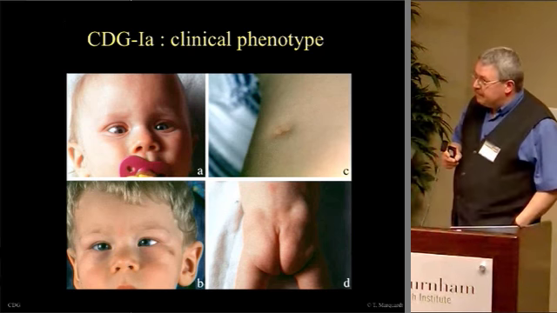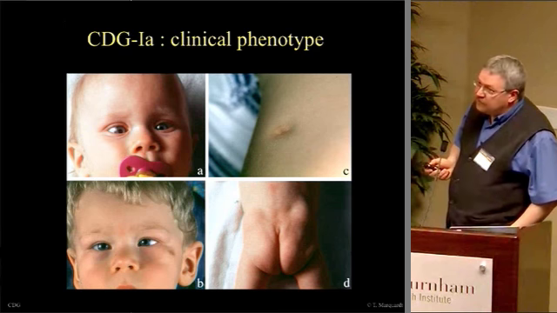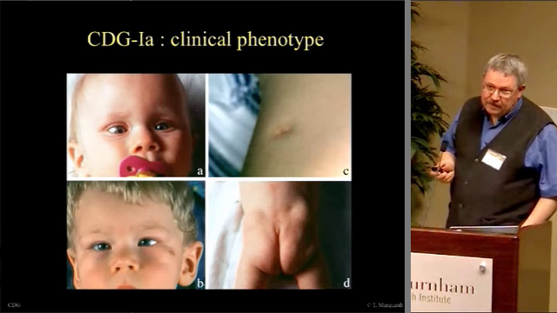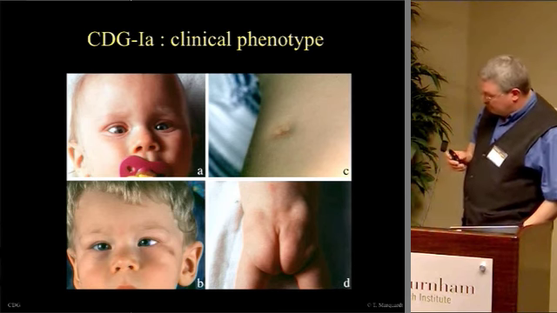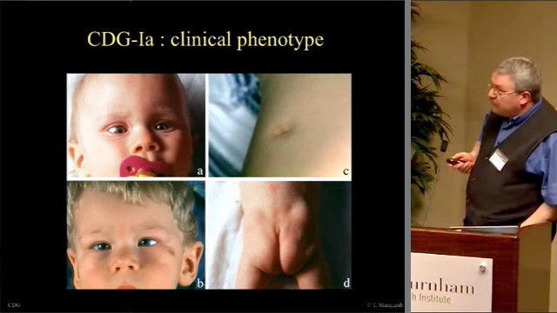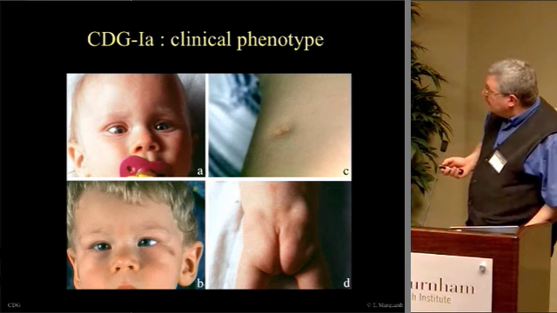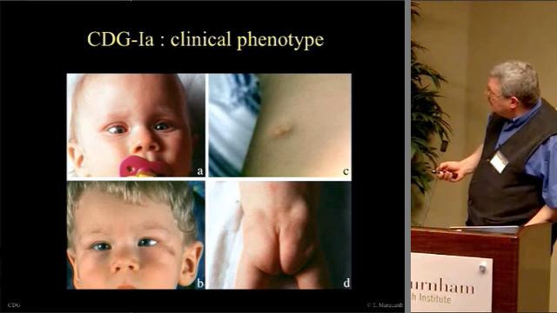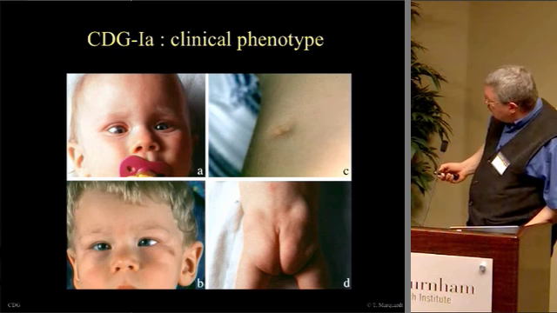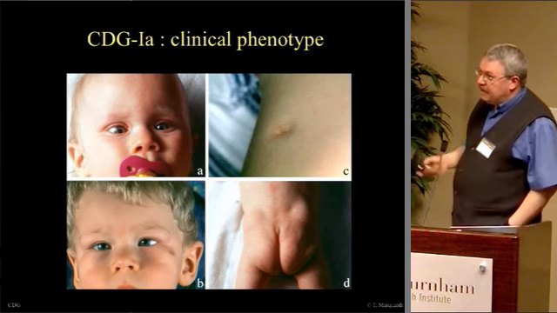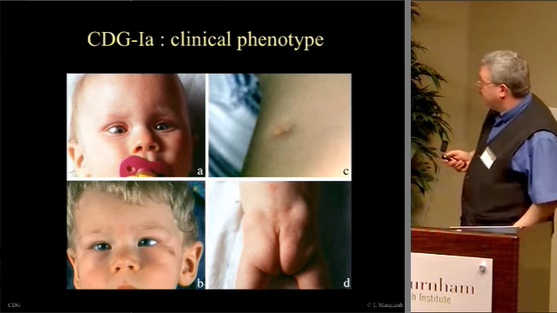So that was nice, but frustrating was the work on CDG1A. CDG1A is the most frequent congenital disorder with more than 1,000 patients known. And it's very easy to recognize, especially in the infant period. They all have internal strabismus. They have inverted nipples, and they have abnormal supragluteal fat pads. If you see this on a baby, it's pretty sure that it is CDG1A.